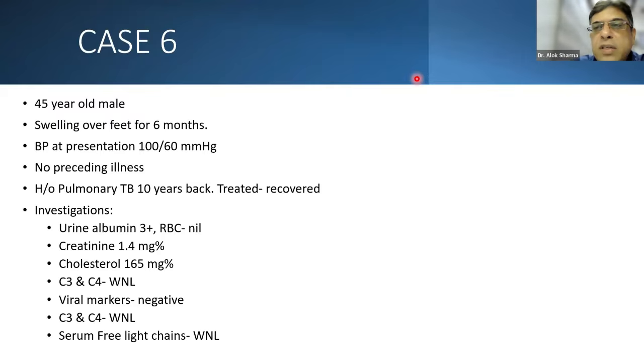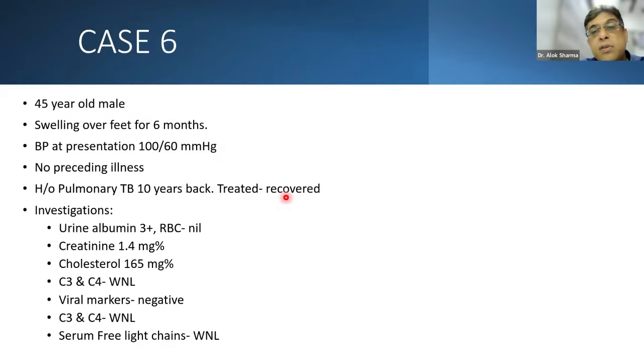So the last case, it's an easy one. I gave you a predominantly easy case because the etiology is also given here. This patient had pulmonary TB 10 years back, and now he has presented with nephrotic syndrome 10 years after his pulmonary TB. He has 3+ protein. Everything else looks pretty much okay. But you can see the BP is slightly on the lower side, which is again an indication of the diagnosis.